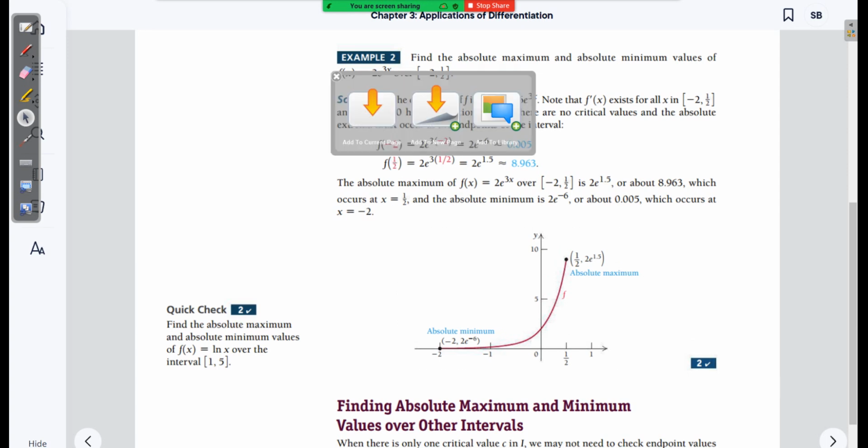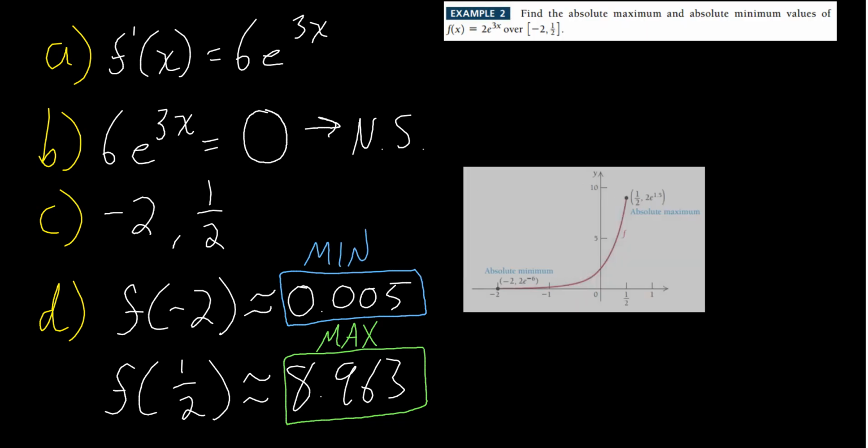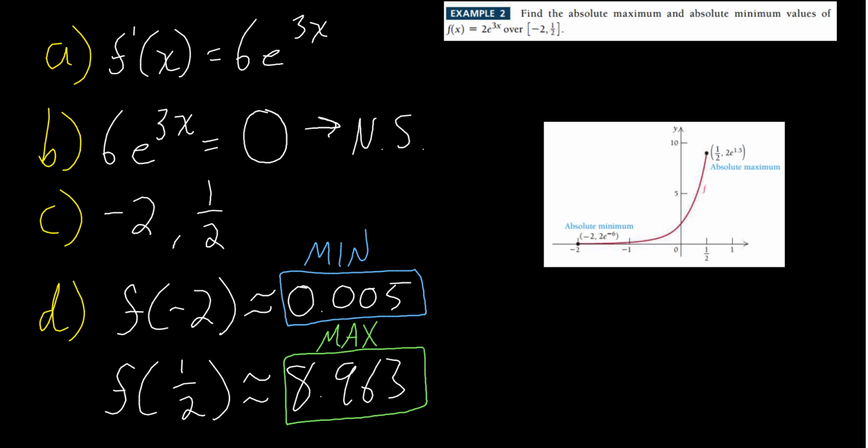Okay, looking at the graph here, notice how we indeed do have our exponential function. We know that it behaves like this, and that we're not going to have any sort of a turning point here. On the interval from -2 to 1/2, we're down here at -2, up here at 1/2. We do indeed see the absolute minimum here at -2, which is 0.005, which I guess is 2e to the -6. And over here at positive 1/2, we have the maximum of 8.963, which can be expressed as 2e to the 1/2.